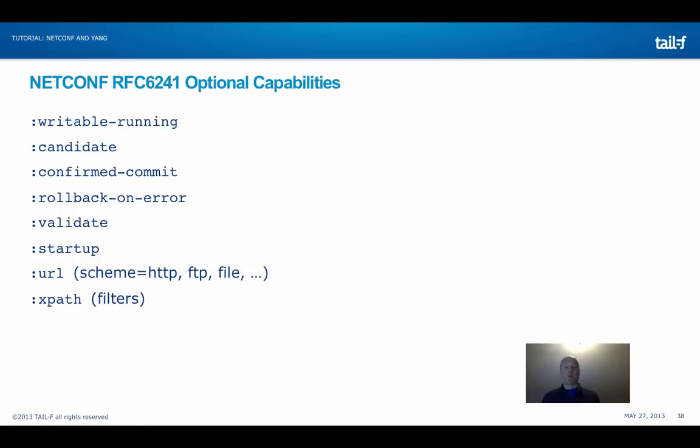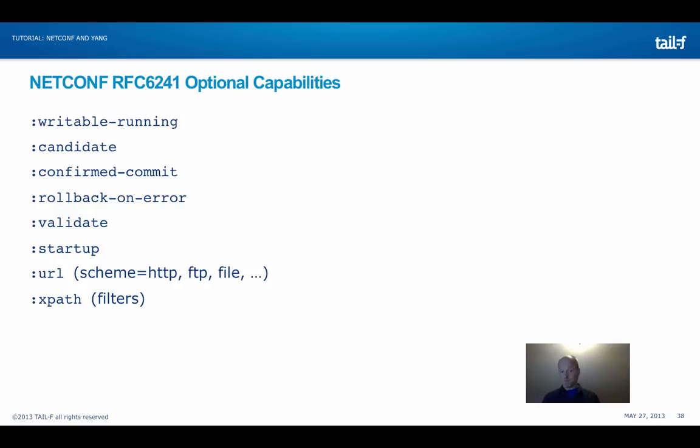There are a couple of optional capabilities here. Write to running means that you can write directly to the running data store. That's still possible, even though a device has a candidate. You might still be allowed to write to the running directly. Candidate, we mentioned that a couple of times. Confirmed commit, we just talked about that, meaning you can commit with a timeout. Rollback on error, so if you do a complete edit config, the device will roll back if you have problems. Validate, you can send the config and then ask the device to validate it.